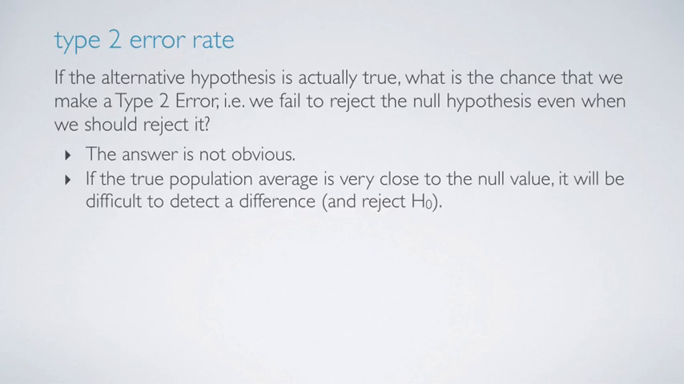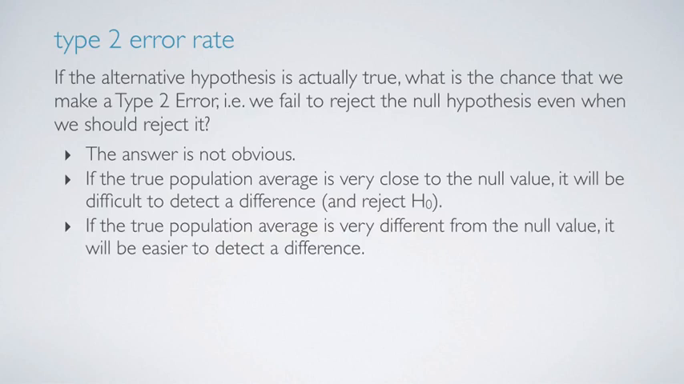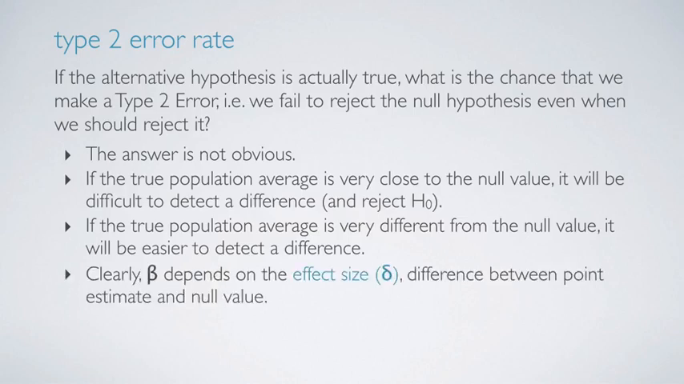If the true population average is very close to the null value, it will be very difficult to detect a difference and to reject the null hypothesis. In other words, if the true population average is very different from the null value, it will be much easier to detect a difference. Clearly then, beta, the probability of making a type 2 error, depends on our effect size. And effect size is defined as the difference between the point estimate and the null value.